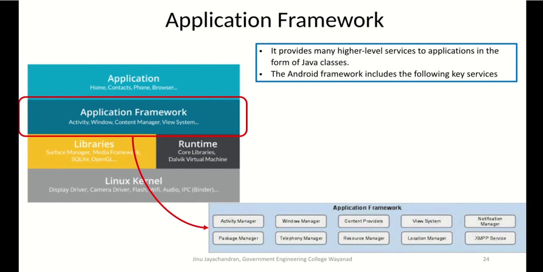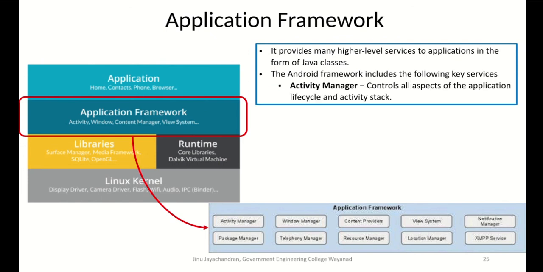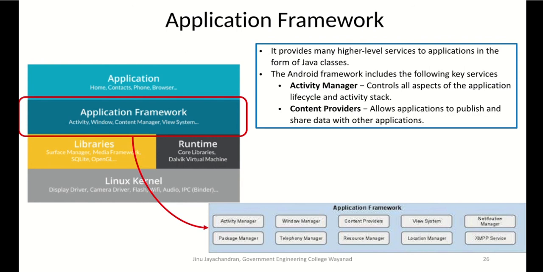The Android framework includes the following key services. First one is called the activity manager, which controls aspects of application lifecycle and activity tasks. We'll go into detail on all these things at a later point in other lectures. Then there are content providers. There will be many applications running in Android, so if you have two applications running, there should be some mechanism by which you are able to share information.